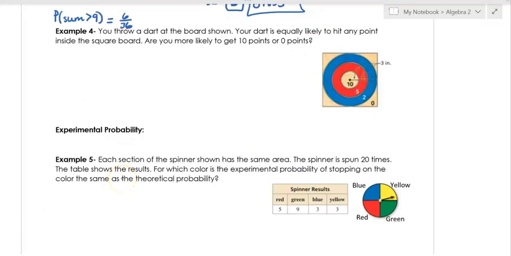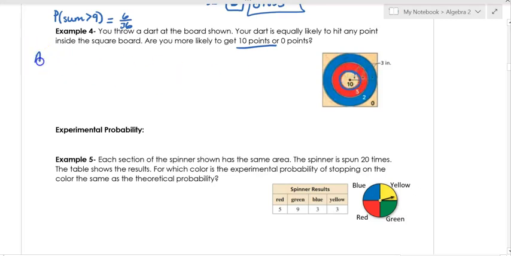Okay, you did problems like this in geometry. It's kind of geometrical probability because it deals with area. It says you throw a dart at a board shown, and your dart is equally likely to hit any point inside the square board. Are you more likely to get 10 points or 0 points? Okay, so to get 10 points means you're hitting that center circle. So this circle right here.